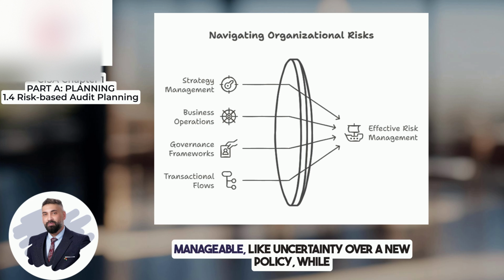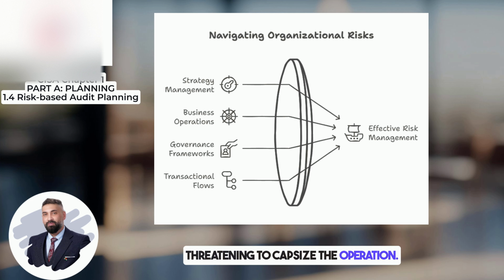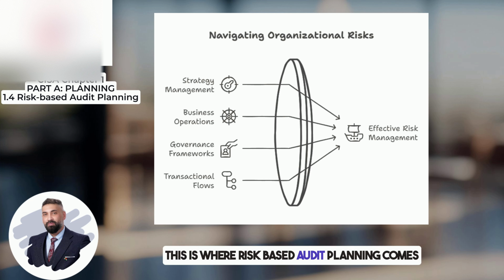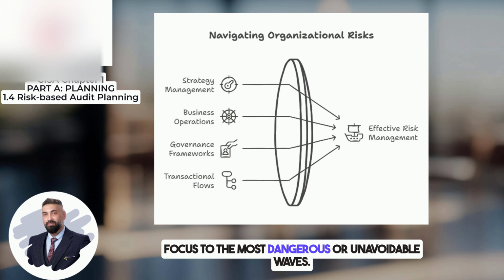Some waves are small and manageable, like uncertainty over a new policy, while others rise dangerously high, like major cybersecurity breaches threatening to capsize the operation. Your ship's safety and progress hinge on your ability to point it toward the best course through the chaos. This is where risk-based audit planning comes into play. A master navigator's map for directing focus to the most dangerous or unavoidable waves rather than wasting energy charting paths through calm seas.